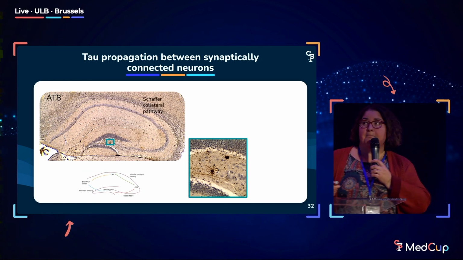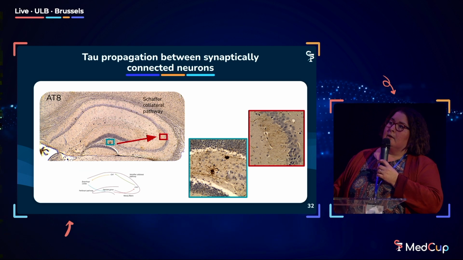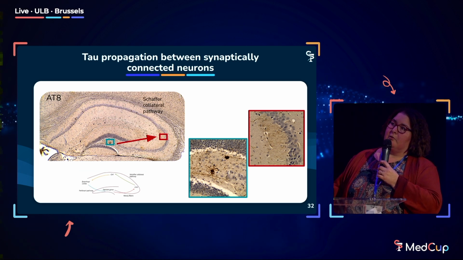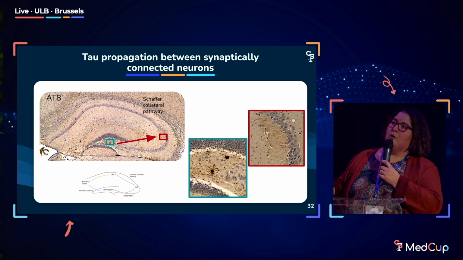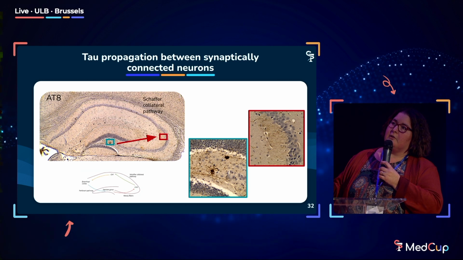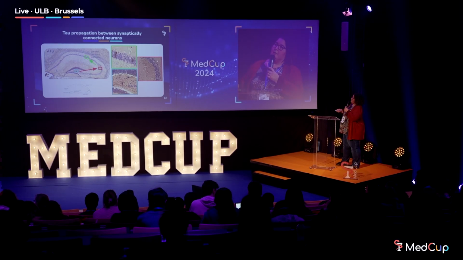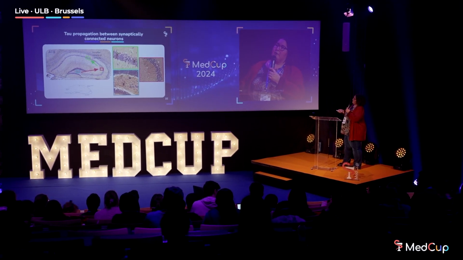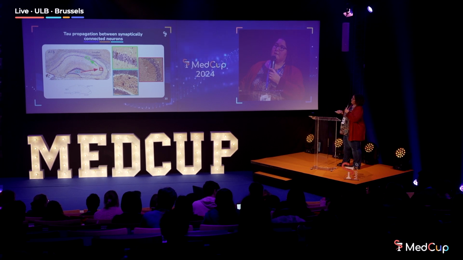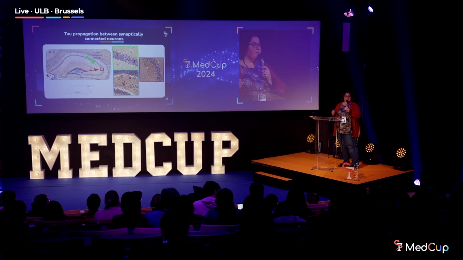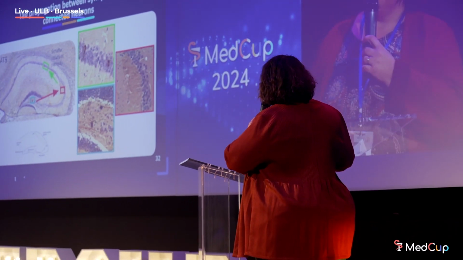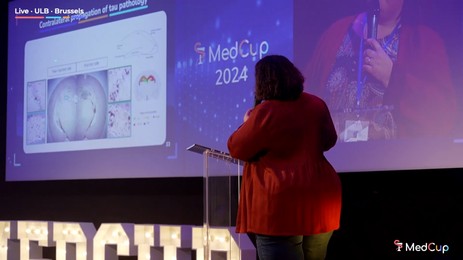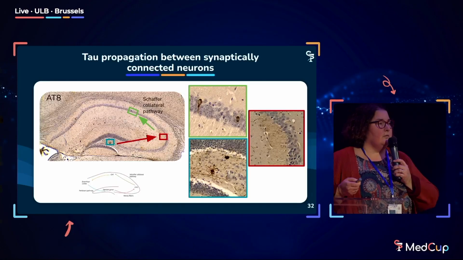the tangles. Next. When we look at the first connection, we see an accumulation of tau, and when we look at the next connection here, we see again pathology in the neurons. It indicates that it propagates between synaptically connected regions. After, we want to know where this pathology will go. Next slide.